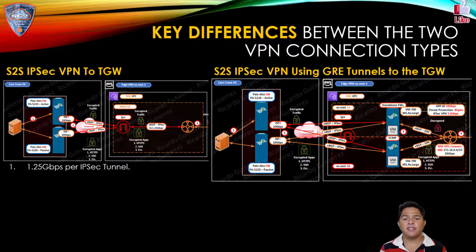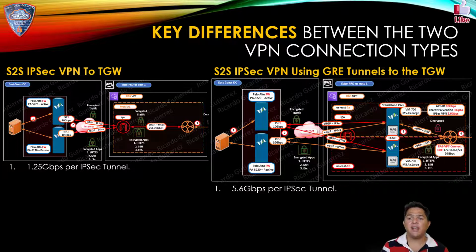So one of the key differences is that the IPSec tunnel that you build between your on-premises firewall and the transit gateway is going to be 1.25 gigabits. So the throughput between your on-prem firewalls and the transit gateway IPSec tunnel is going to be 1.25 gigabits. When you build an IPSec tunnel to the transit gateway, it builds two IPSec tunnels, so you will have 2 times 1.25 gigabits of throughput to the transit gateway.